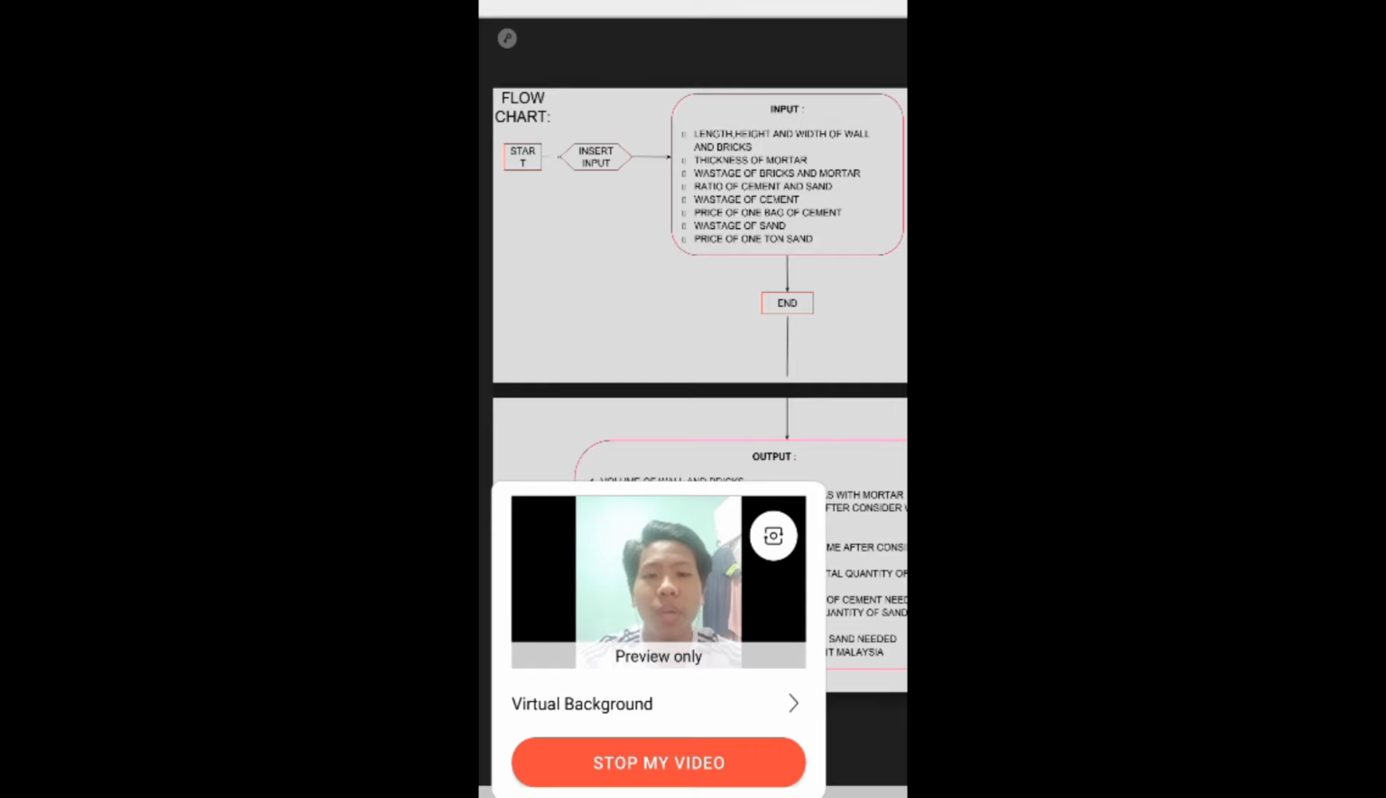Okay, for my part, I will explain about the flowchart. First of all, we need to run the program. After we run the program, we insert some of the input. The input is length, height, and width of wall and bricks, thickness of mortar, wastage of bricks and mortar, ratio of cement and sand, wastage of cement, price of one bag of cement, wastage of sand, and price of 1 ton of sand. After that, we end our command and the program will automatically calculate the output.